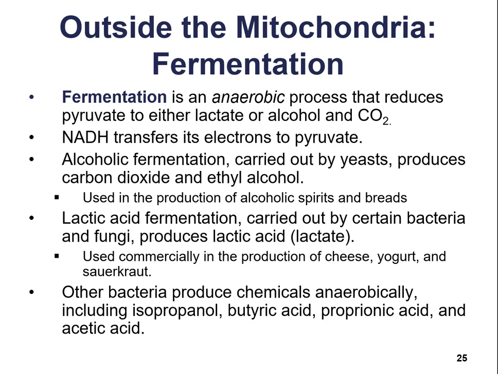So if you want to think about an advantage or a benefit of fermentation, food production, right? So I mentioned this before, right? There are other types of bacteria that can produce other types of chemicals, right? Like isopropanol, butyric acid, propionic acid. Okay, so there's lots of different types of acetic acid, right? So these are other types of chemicals that can be produced as well.